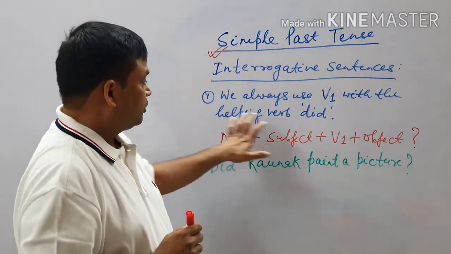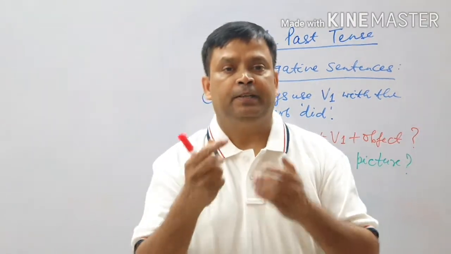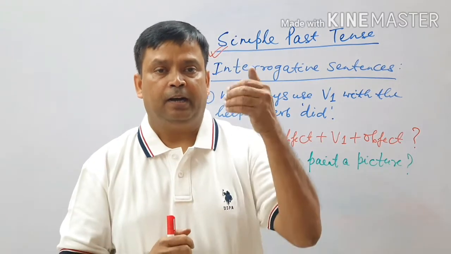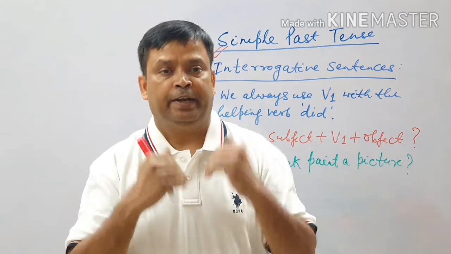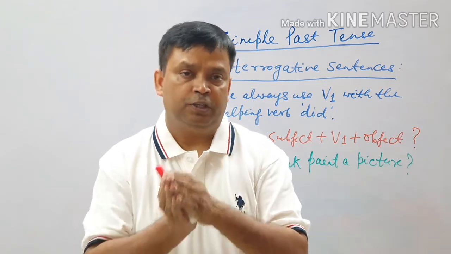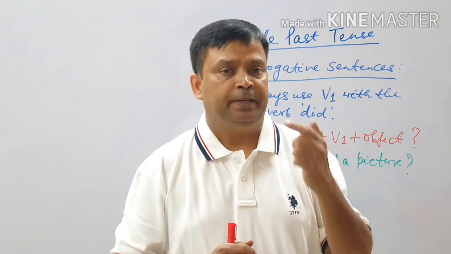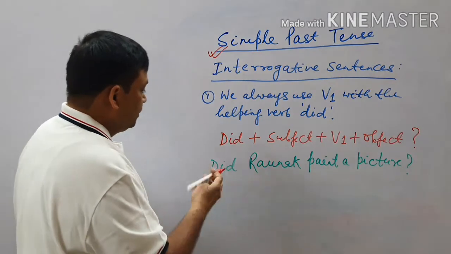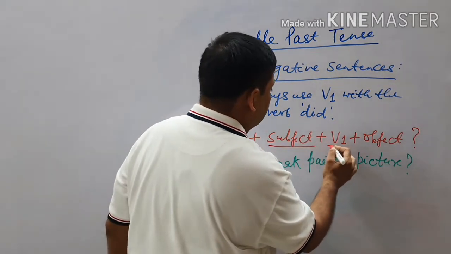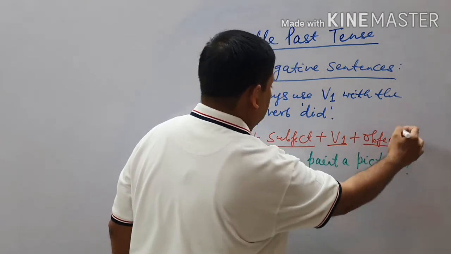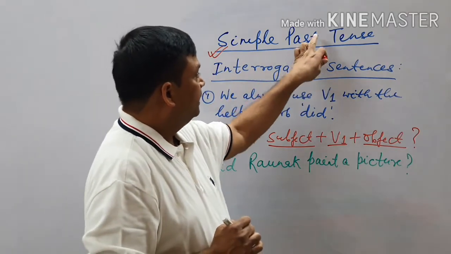If we talk about the structure of interrogative sentences, the main difference between affirmative and interrogative is, in affirmative we put the helping verb after the subject, but in interrogative we put the helping verb just before the subject. So here in the interrogative sentence, the helping verb is did. That's why I have put did over here at the beginning. Did plus subject plus first form of the verb, and then object, and then question mark. This is the structure of interrogative sentences in simple past tense.